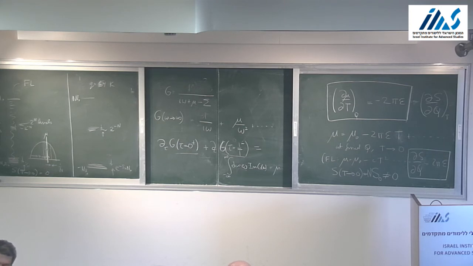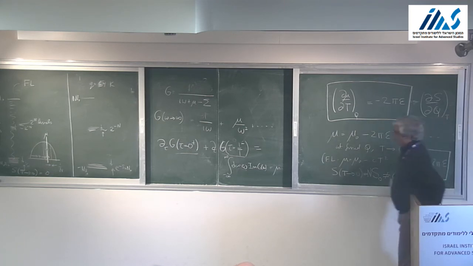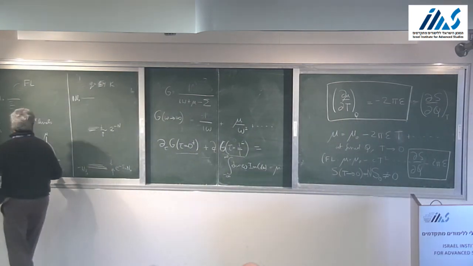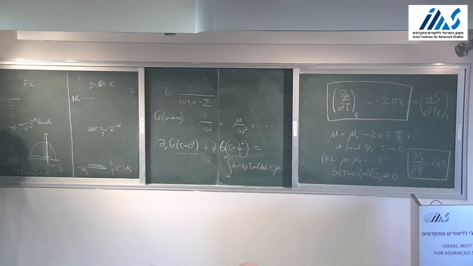But Q equals 2 is special, because that's the case where you don't have entropy, you have quasi-particles, that's Fermi liquid. So Q equals 2 is very special. It's a Fermi liquid-like state. It's a compressible Fermi liquid state. And this is a very different state of matter now.